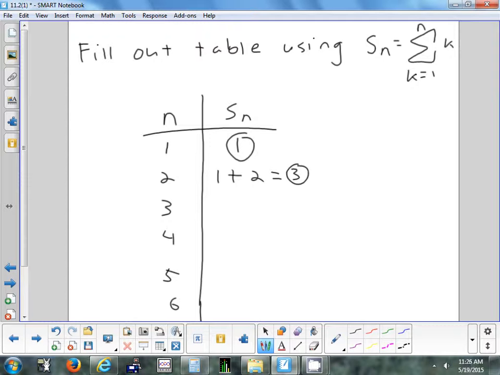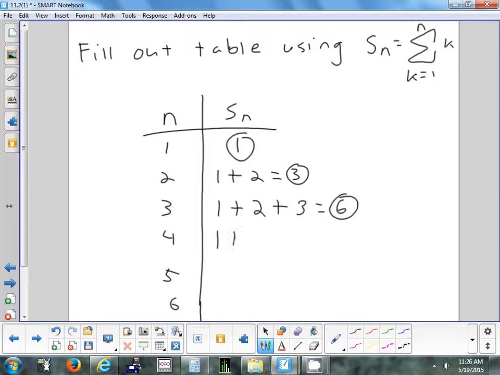Okay, third term, or third partial sum. That's my first term plus my second term, plus now we're going to let k equal 3. Alex, what do I get if I let k equal 3 and I plug it in on the right-hand side? I just get 3. So now if we add up the first 3 terms, we get 6.